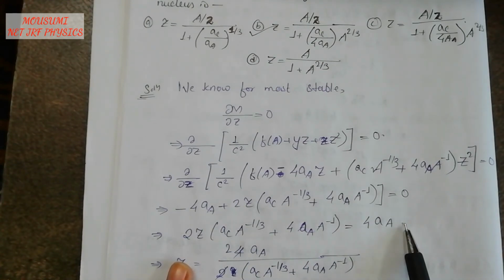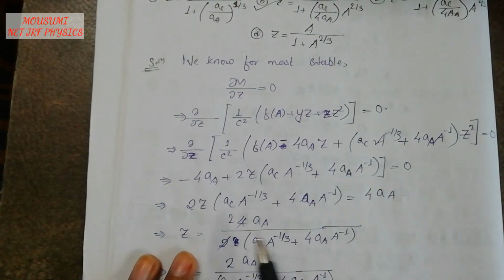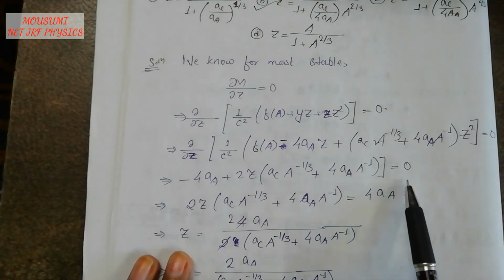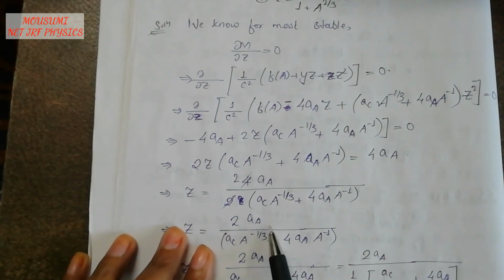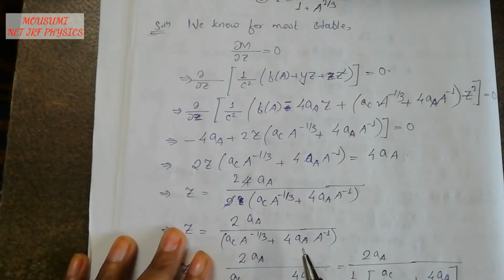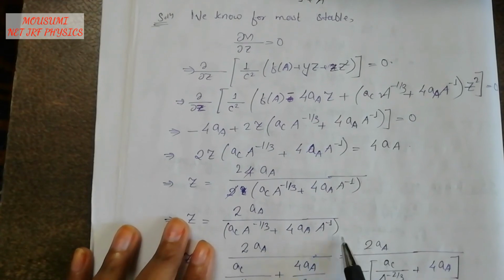When it goes to the right hand side, it will be positive. Now Z will be equal to what? This term divided by this complete term, which is written here. So this 2 will cancel with this 4, that is 2 twos are 4, and you will have Z equals 2AA by AC A to the power minus 1 by 3 plus 4AA A to the power minus 1.